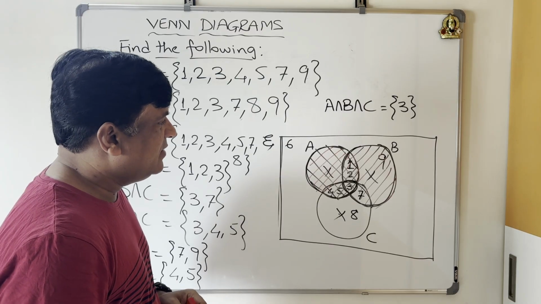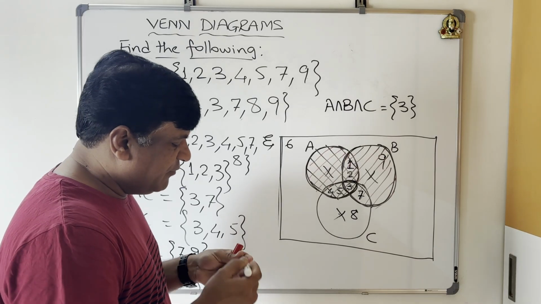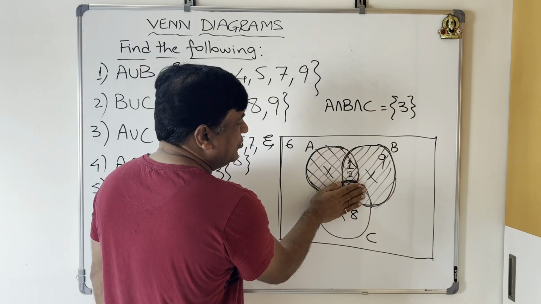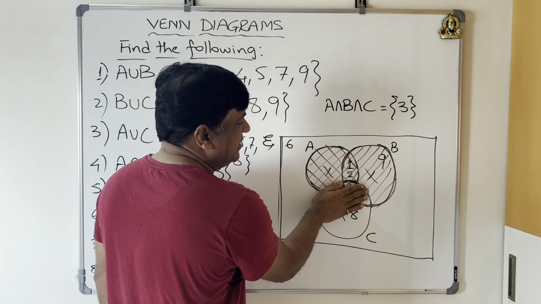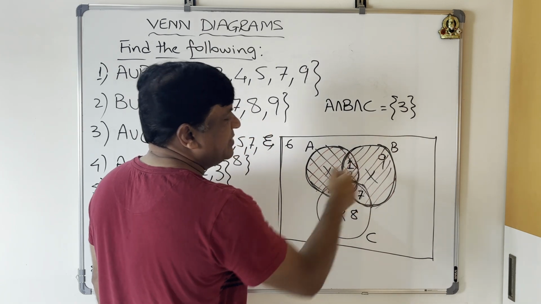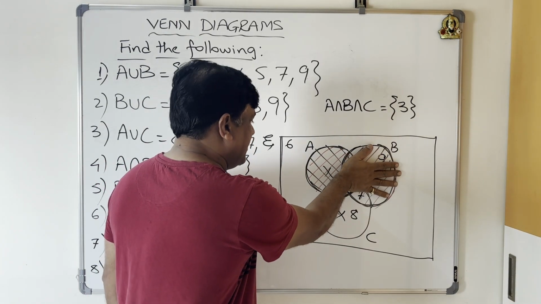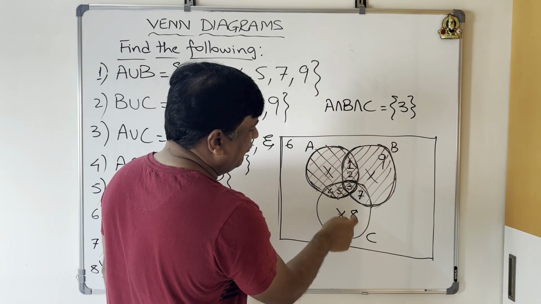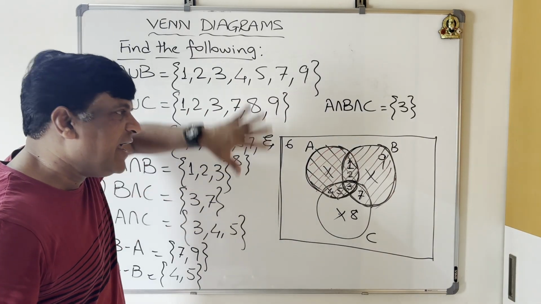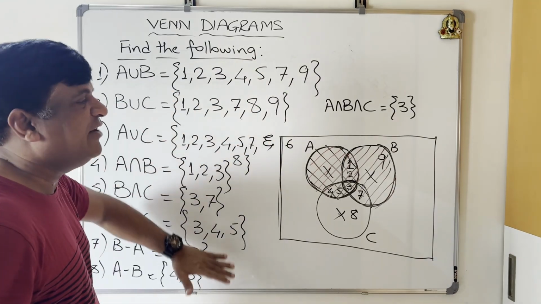Got it? So similarly, if you want to do say C minus B or B minus C, you should be able to do it. Whatever they want you to remove, suppose they say B minus C, you need to close the C part completely. So what are you left with? 1 and 2, that is B minus C. If they ask you to do C minus B, you close B completely, and you have 4, 5 and 8. Good. Very clear how to approach a Venn diagram problem. This is how you draw a Venn diagram and you get the values out of it.